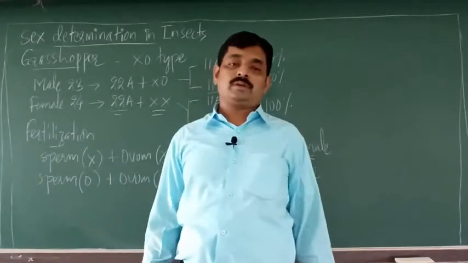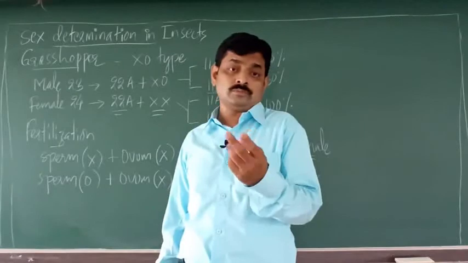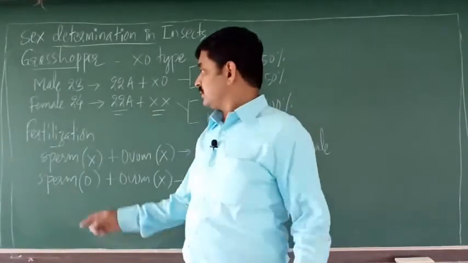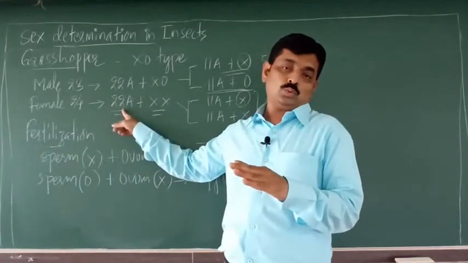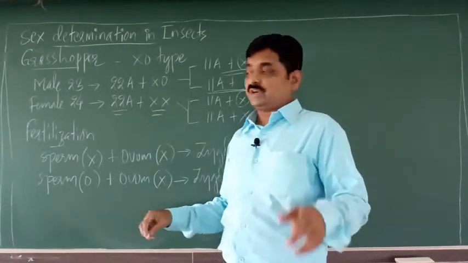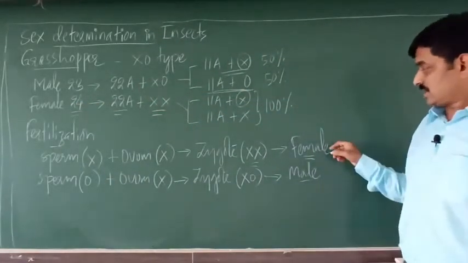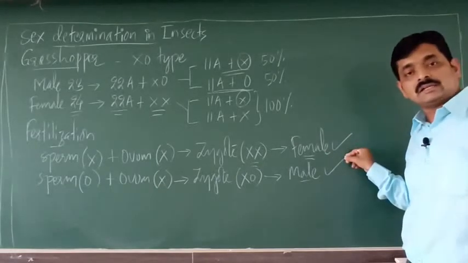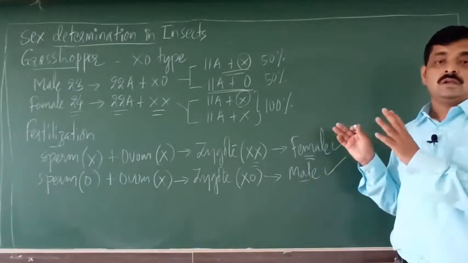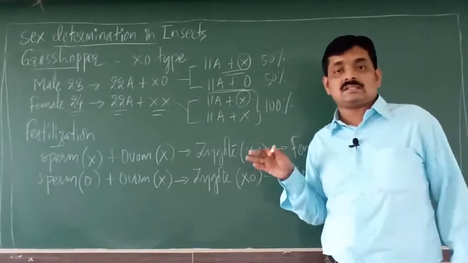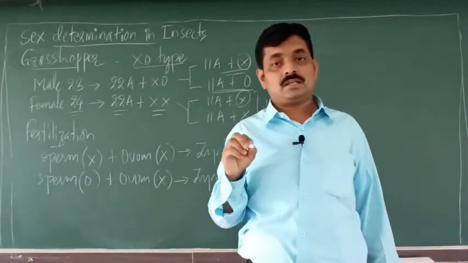The female grasshoppers have 22 autosomes plus a pair of sex chromosomes, means 2 sex chromosomes. So 22 autosomes plus 2 becomes 24. So female has 24 chromosomes. So this is how sex in grasshoppers is determined, right? This is the method of sex determination in grasshoppers, which is called X0 type sex determination.